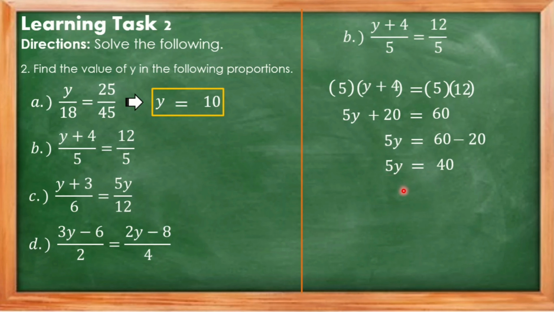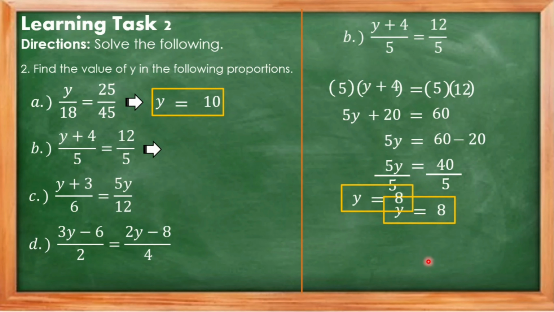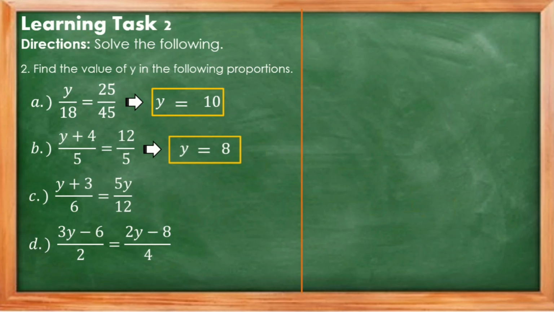Para y na lang matira dito sa kabilang side ng equation, so we will divide both sides of the equation by 5. So, we have y is equals to 8. Okay, so letter B, ang y natin ay 8. Okay, next, letter C.